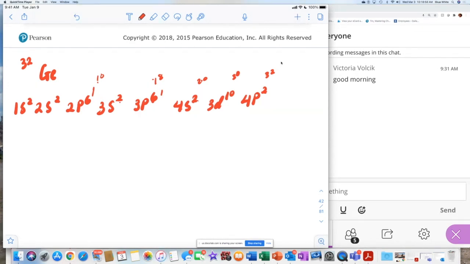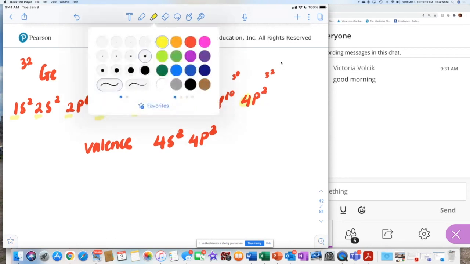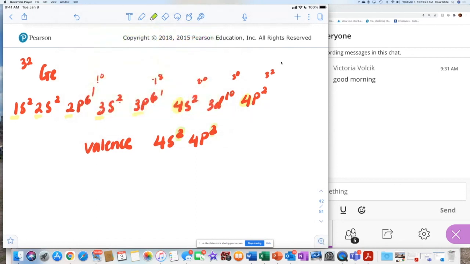Okay, where was I? They said, this is my configuration. Find valence electrons. My valence electrons come from 4s2 and 4p2. How do I know that? I'm looking at all the energy levels, the numbers before the letters, and these are my highest. So when I take the superscript part and add those up, my total is 4 electrons, right?